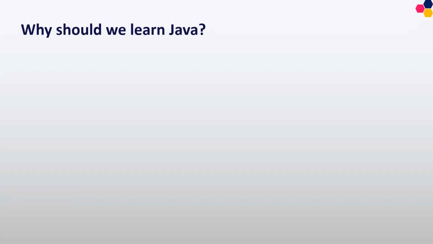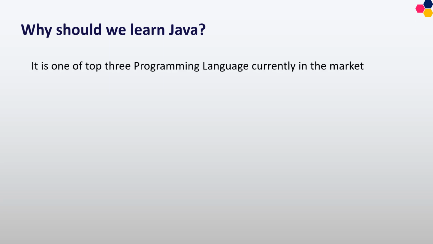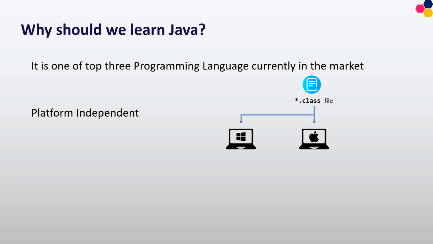But the question arises, why should we learn Java? Java currently holds a prominent position in the market, ranking among the top 3 programming languages. Its widespread adoption is a testament to its versatility and value in the industry. One of the key factors contributing to Java's success is its platform independence. Java programs can run on various operating systems without requiring significant modifications, making it highly portable and adaptable.